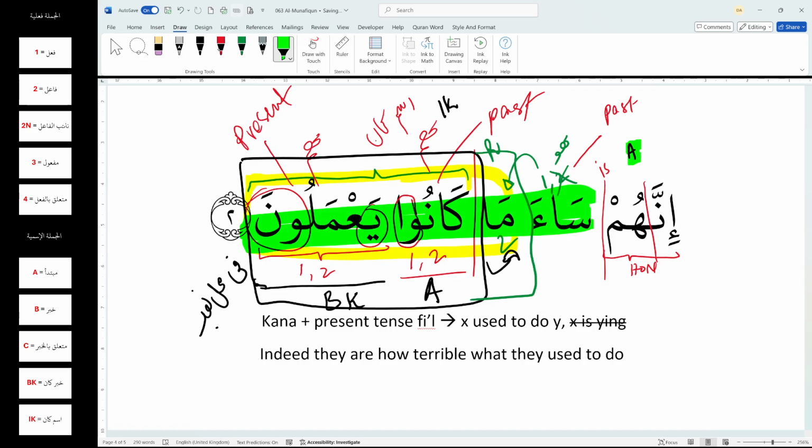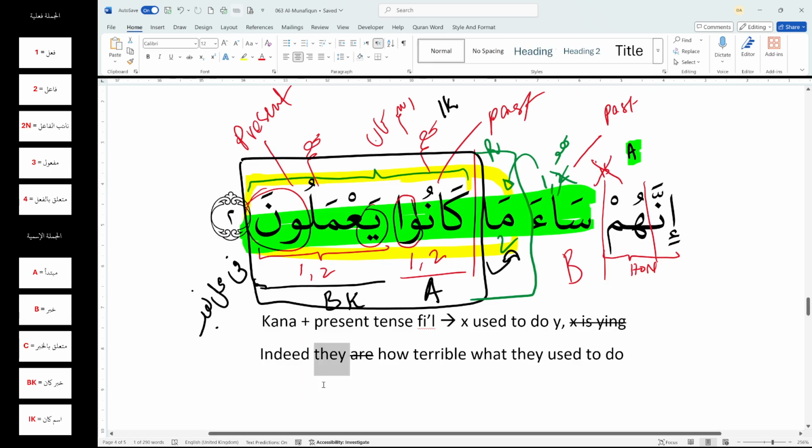So indeed they, I'm going to kill this "are" for now, because I don't need it since I have sa'a. Okay. Indeed they, how terrible what they used to do. Now, the first one, innahum, is redundant for me. So how can I make sense of it? Indeed, they, how terrible what they used to do.